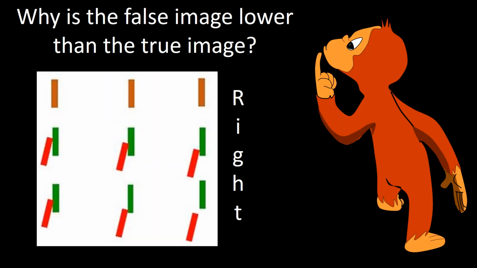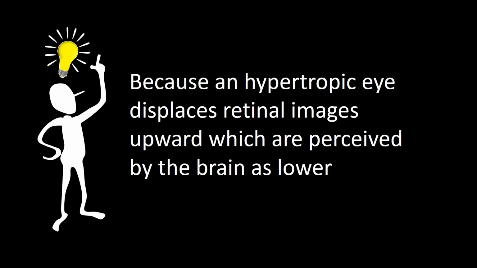So the answer to this question, why is the false image lower than the true image, is because a hypertropic eye displaces retinal images upward, which are perceived by the brain as lower.